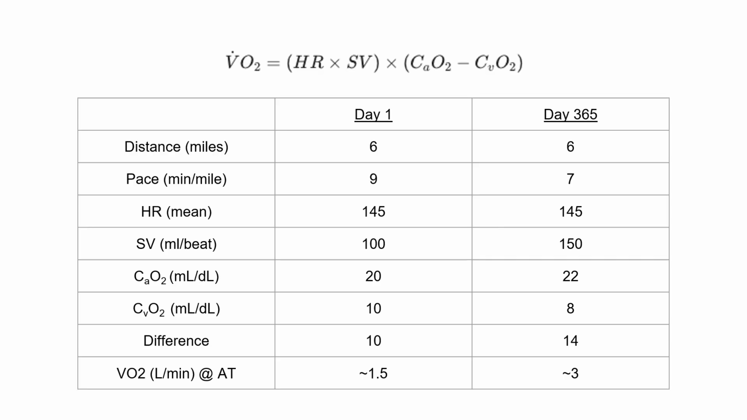Now, with consistent training, this slide hopefully shows some of the changes that our bodies make to adapt to aerobic exercise. So if we take day 1 that we just talked about and compare it with a year later, this person goes out and runs the same 6 miles, but instead of running it at 9 minutes a mile, they run at a pace of 7 minutes a mile, very, very fast. Their heart rate average is the same at 145 beats, but what's different is their stroke volume has increased to 150 mils per beat, where previously it was 100 mils per beat. And this happens with exercise.